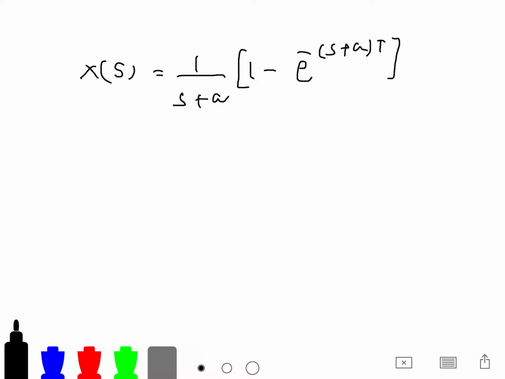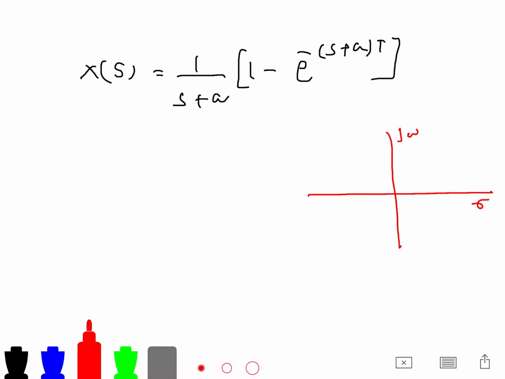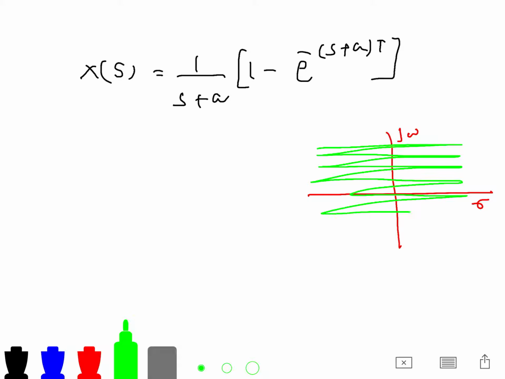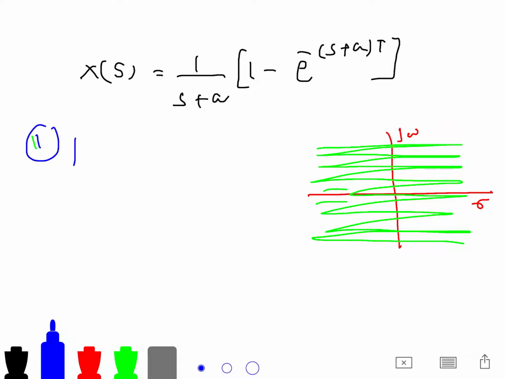First you draw the S-plane. This is the S-plane. On the x-axis we define the real part and on the y-axis we define the imaginary part. The ROC is the entire S-plane means this whole plane is the ROC for the given signal x(t). Let's check that. If the ROC is the entire S-plane, then it should also include the pole, and the pole of this is s equals minus a.